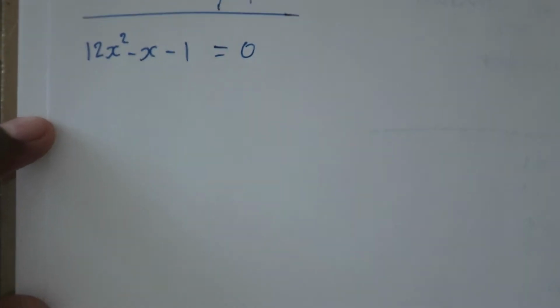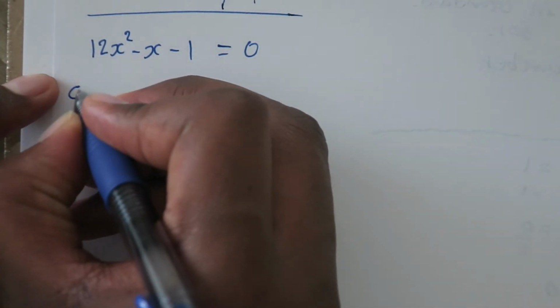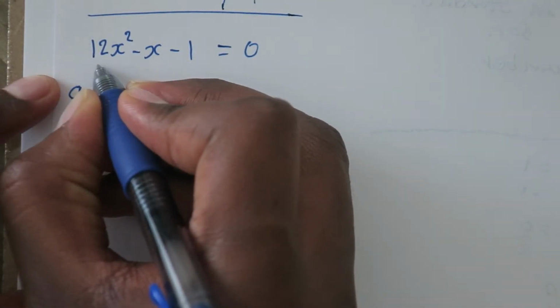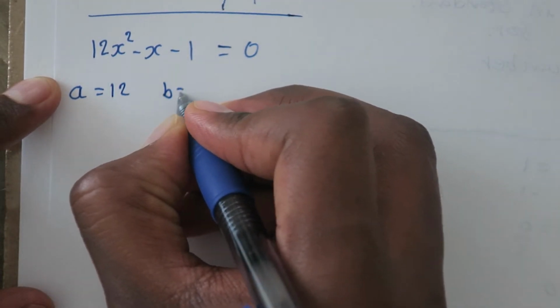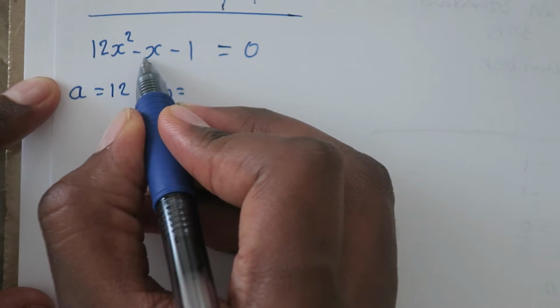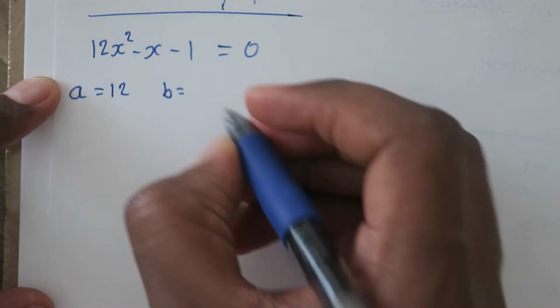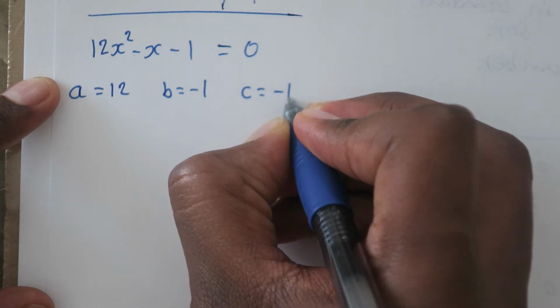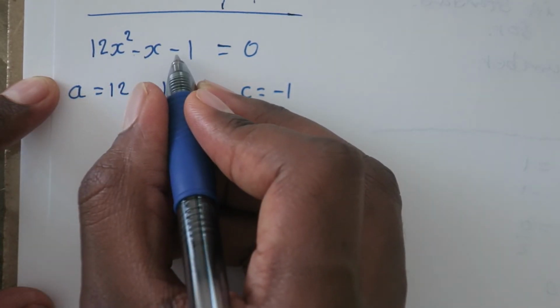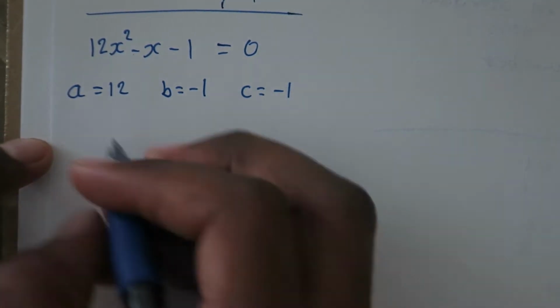Now once you have it equal to 0, you can label your a, b, c. A equals the number before x squared. B equals the number before the x term. In this case it's a minus here, so that's a minus 1. My c equals negative 1. So a, b, c, once you put them in order.